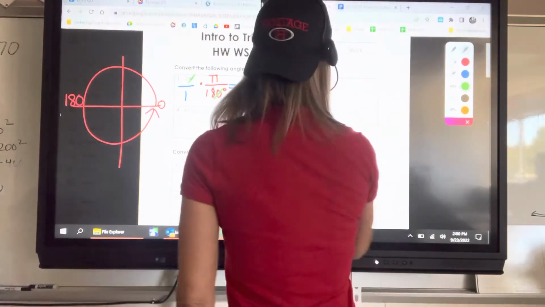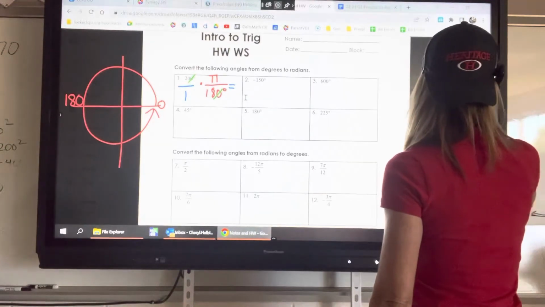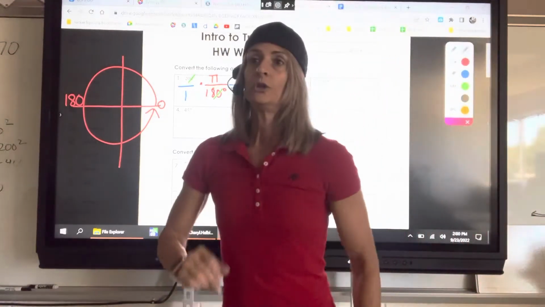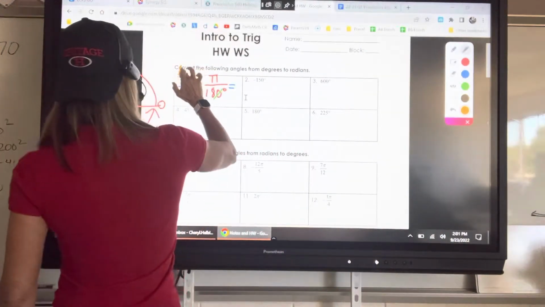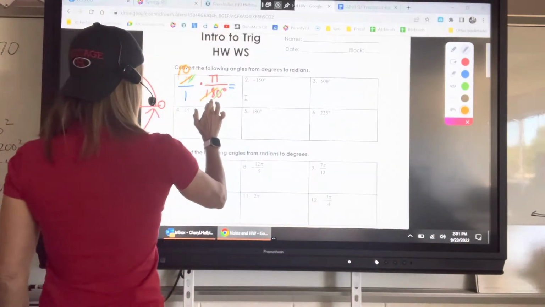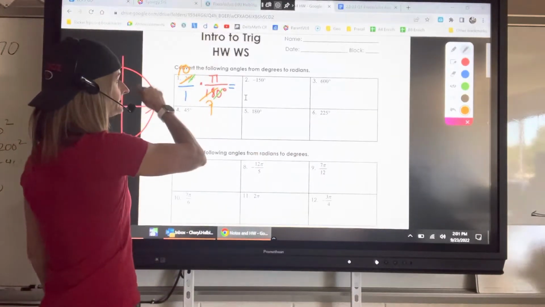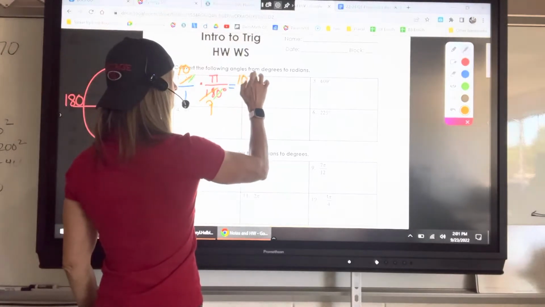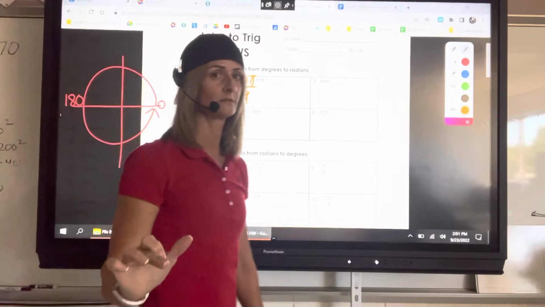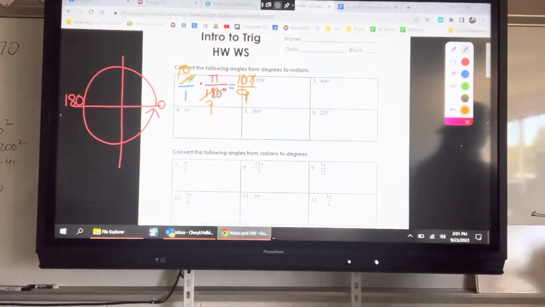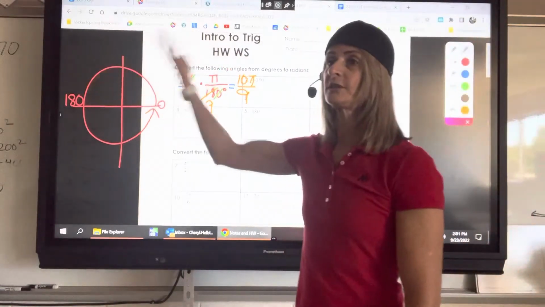Okay, so I'm going to use a different color. I'll use this orange, okay? 2 goes into 20 10 times. 2 goes into 18 9 times. So I'm going to multiply the numerators across. 10 pi. And the denominator is 1 times 9, 9. Much easier to simplify first than multiply across.